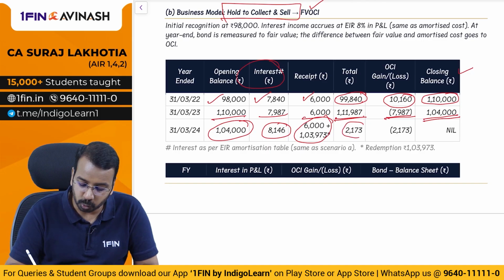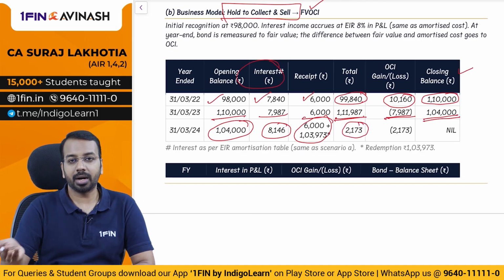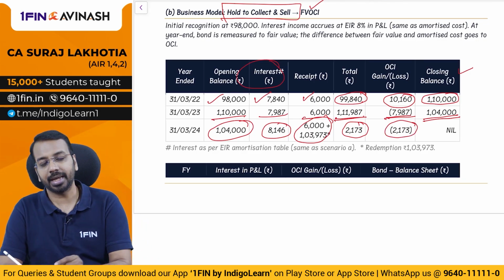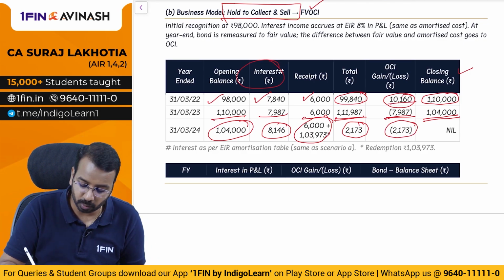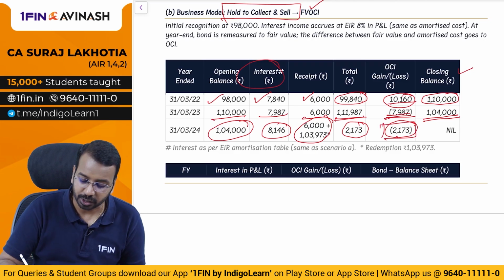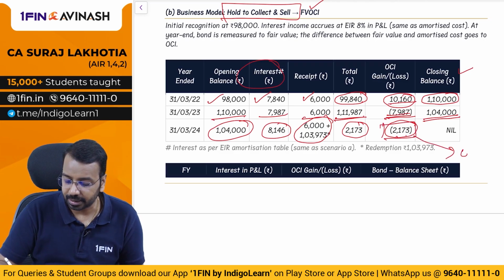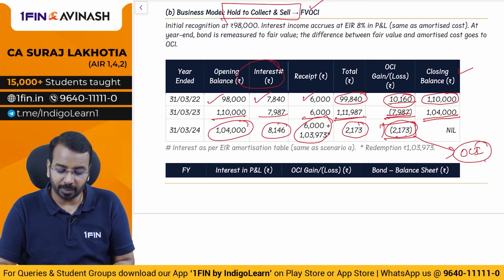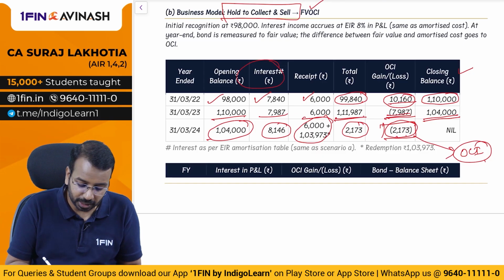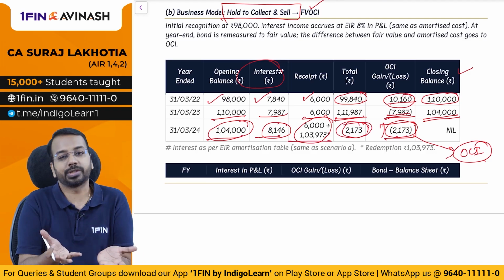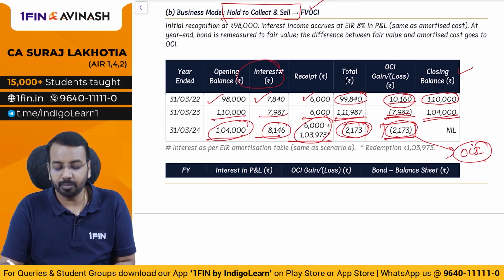So net you are left with 2,173. But now the bond has been redeemed, the value will become 0. So this 2,173 will be reversed out from OCI to P&L. So actually if you see 10,160 minus 7,987, if we do, we get 2,173. So this 2,173 balance will be now recorded in OCI as a loss. The balance has to be written off because 1,04,000 plus 8,146 minus the receipt gives us a closing balance of 2,173. There is no closing balance. So what we will do? We will reverse that amount from OCI.